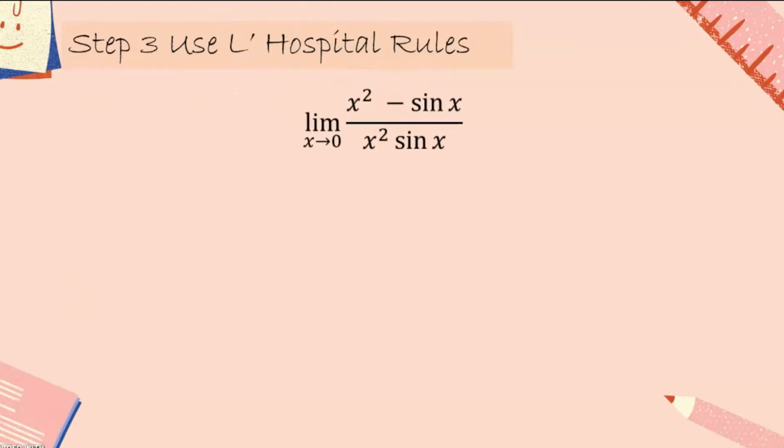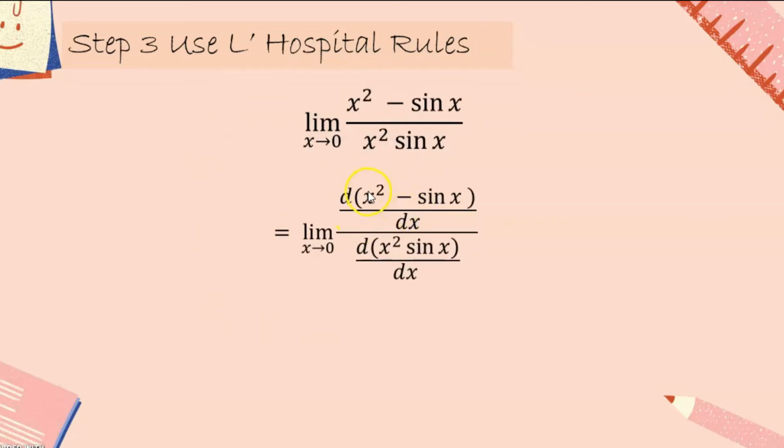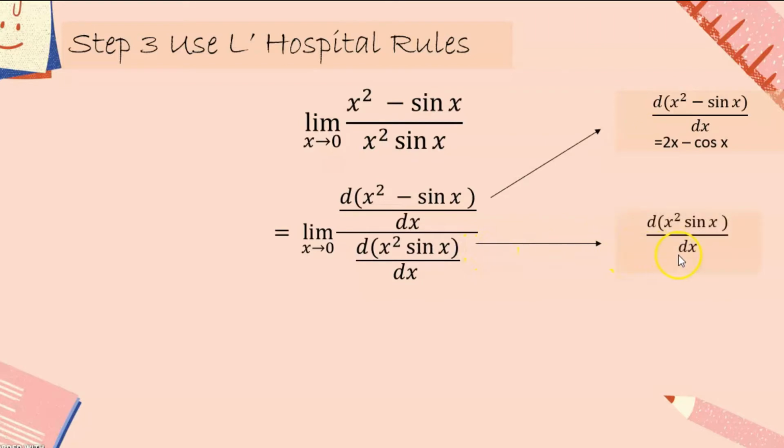To use L'Hospital's rule, we have to differentiate x squared minus sine x, and we have to differentiate x squared sine x. Firstly, we differentiate x squared minus sine x. Using the power rule, we get 2x minus cos x. Then we differentiate x squared sine x using the product rule.